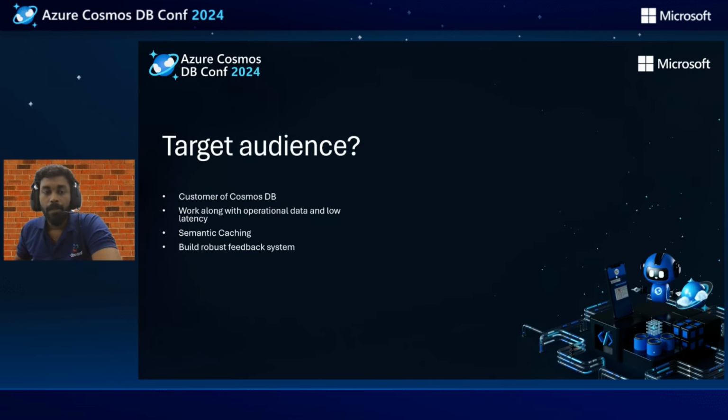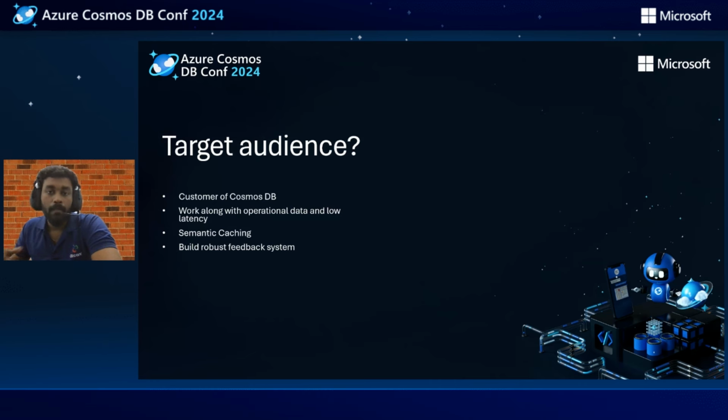Who would be the right target audience for this? If you are an existing customer of Cosmos DB currently using the Mongo API, you could use the vector search capability of MongoDB vCore. And if you want to work alongside your operational data, as we discussed earlier, you could make use of MongoDB vCore.